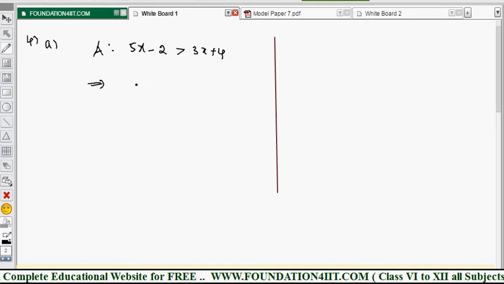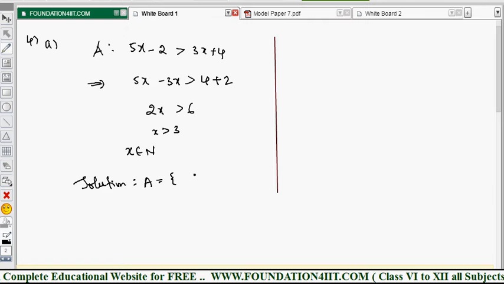Now we can solve this. Take x terms one side. 5x minus 3x is greater than 4 plus 2, and 2x is greater than 6. So x is greater than 3. And because x belongs to natural numbers, the solution for A is x greater than 3, so 4, 5, 6, 7 and so on. This is the solution for A.